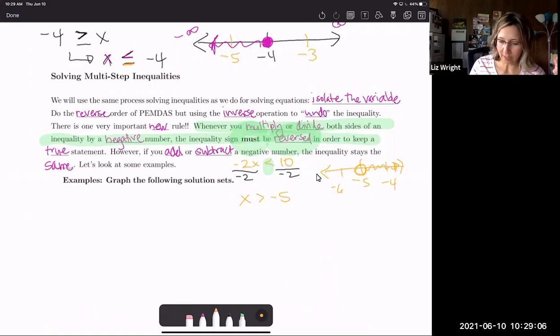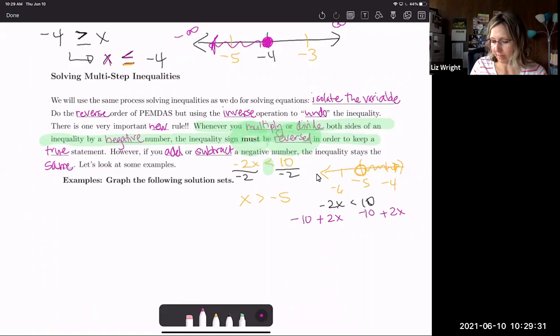And here, just to show you why, it's not just some arbitrary rule. Let's say we did this. If we have -2x is less than 10, and let's say I hate dealing with negatives, I don't want to divide by a -2. Well, let's not do it. Let's go like this. Let's add the 2x to both sides. And then I'm going to subtract the 10 from both sides.